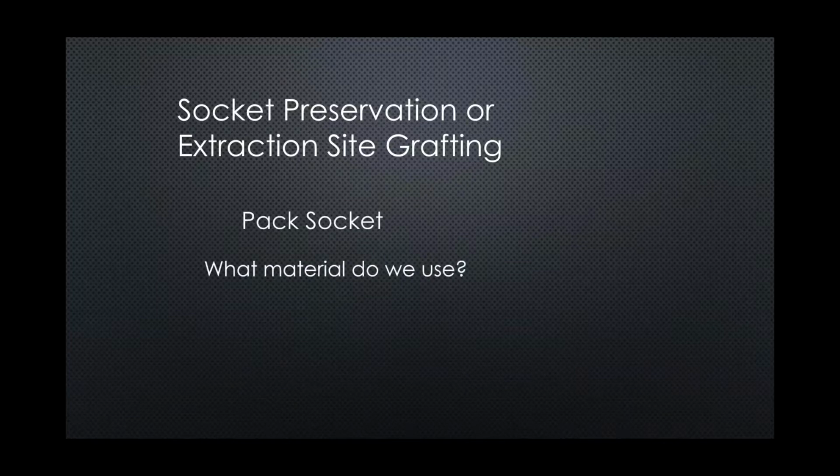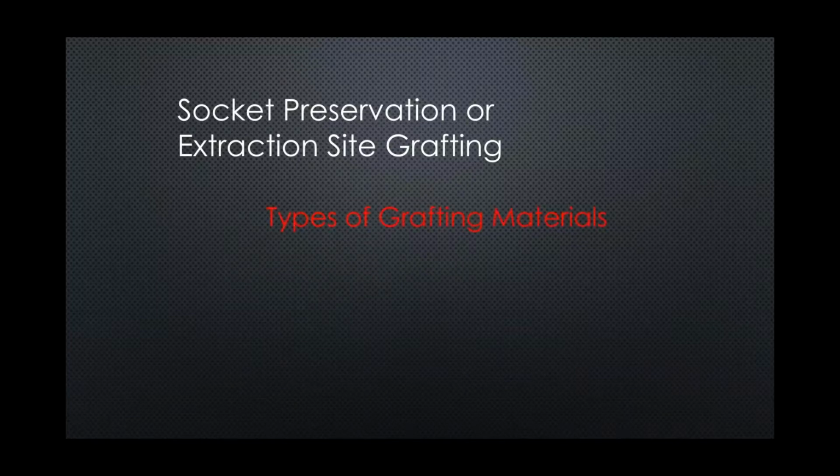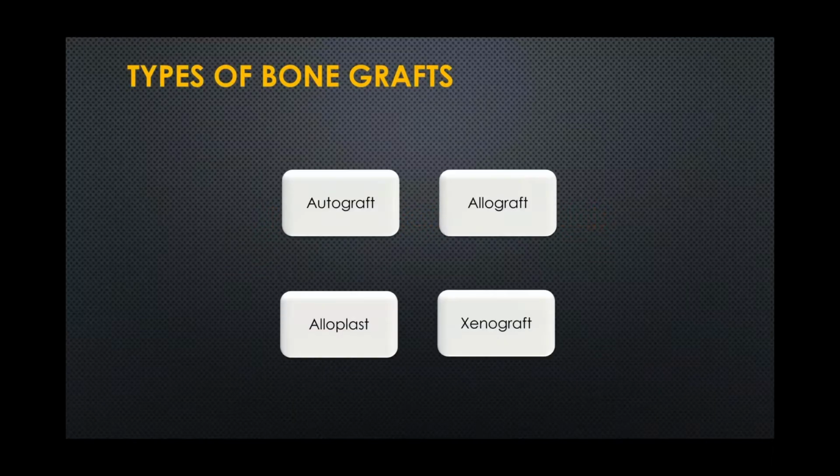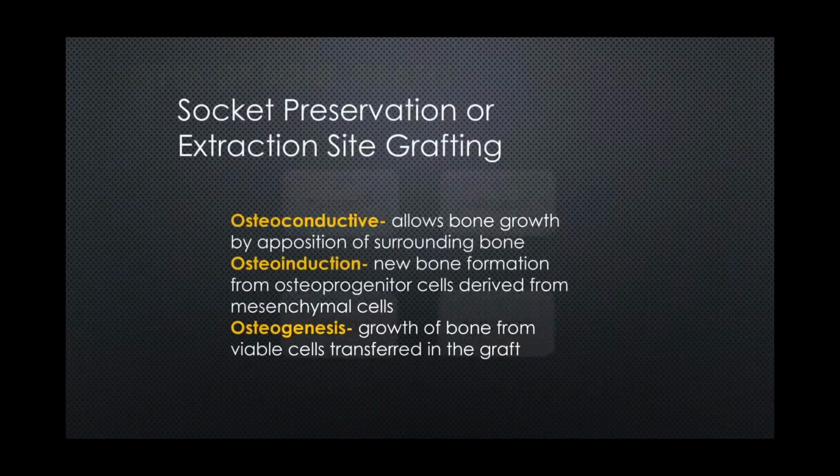So then the question becomes, well, what materials do we use? Well, there's different types of grafting materials that we have available to us. Okay, and each grafting material that we have falls into one of these 4 categories. Okay, and we'll talk about these in a second. Each particular grafting material we choose usually functions in one of these 3 different ways. The bone grafting material we use is either osteoconductive, which in other words, it allows bone growth to come through.